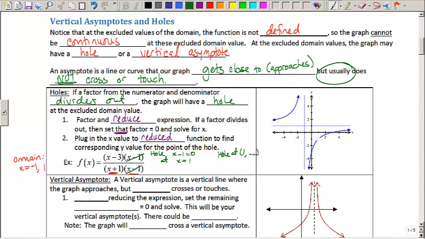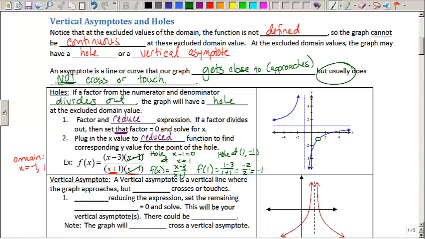How am I going to figure out what that other value is? Well, step 2 says plug in that x value to the reduced function. Notice that my reduced function is f of x equals (x minus 3) over (x plus 1), the remaining two factors after I divided out the common factor. So when I find the value at 1 in the reduced function, I have (1 minus 3) over (1 plus 1), or negative 2 over 2. I'm getting a hole at 1 comma -1.